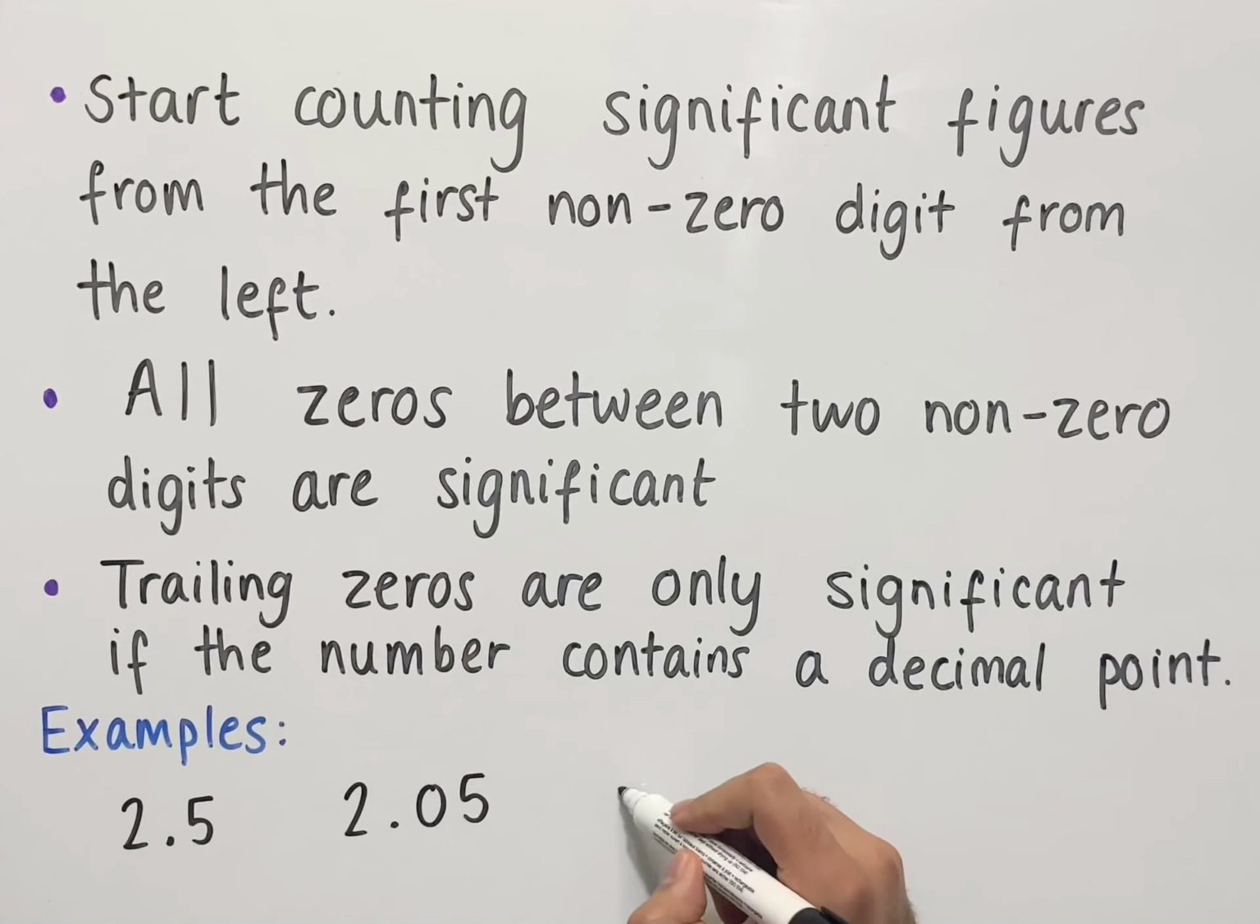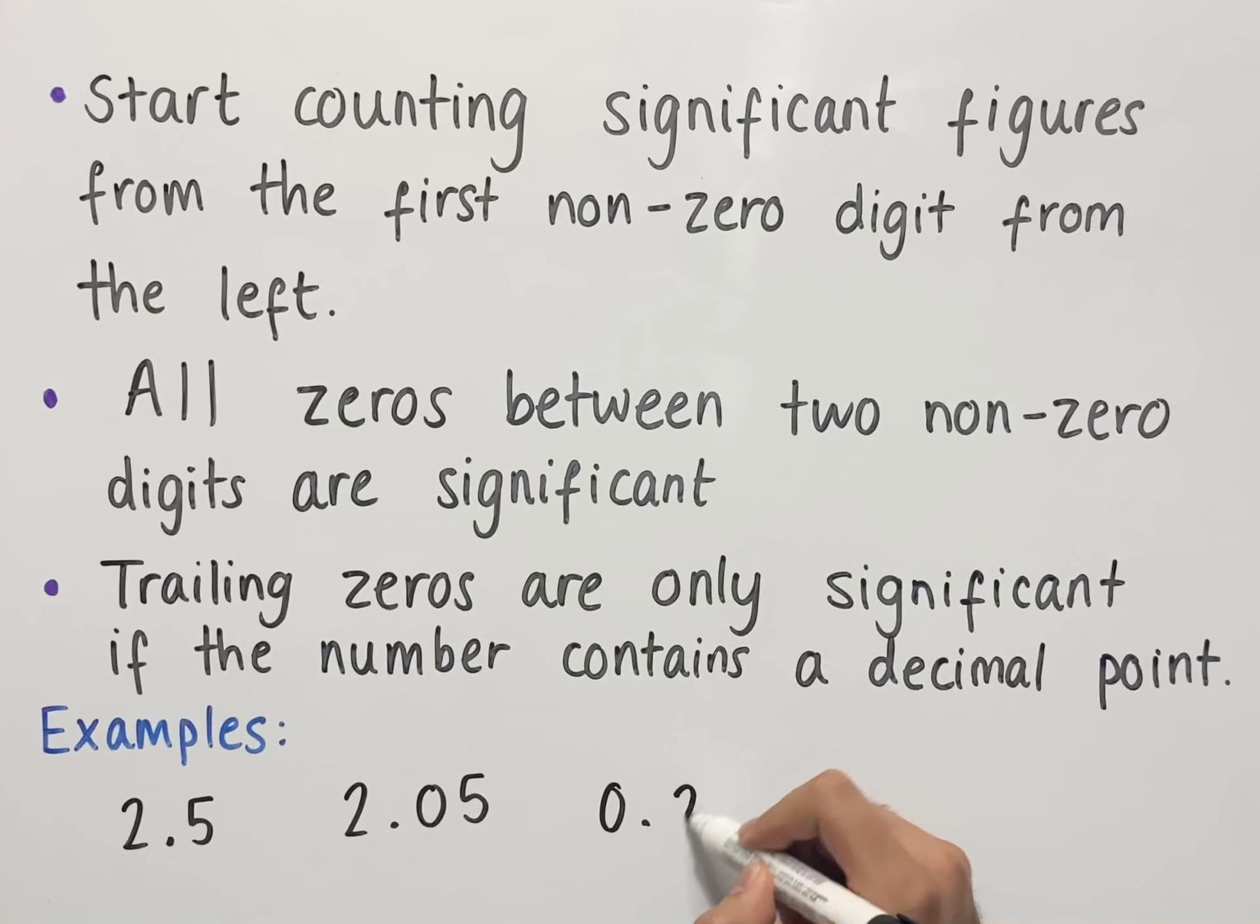We had 0.231, then the first significant figure, remember, is the first non-zero digit from the left. The first digit here is a 0, so it's not significant. The first significant figure in this number is the 2. The second significant figure is the 3, and the third one is the 1.